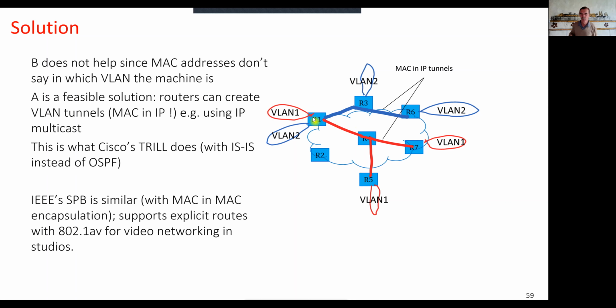So whenever a packet needs to be broadcast on the blue virtual LAN spanning tree, it will be sent in an IP multicast packet that will reach R3 and R6 here. And this is very easy to do by all routers if they have the entire view of the entire network, which they will gain from the topology database here.